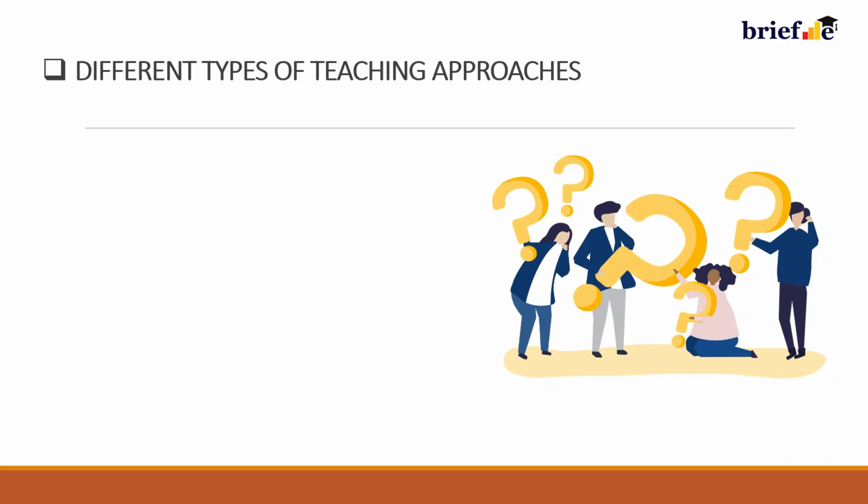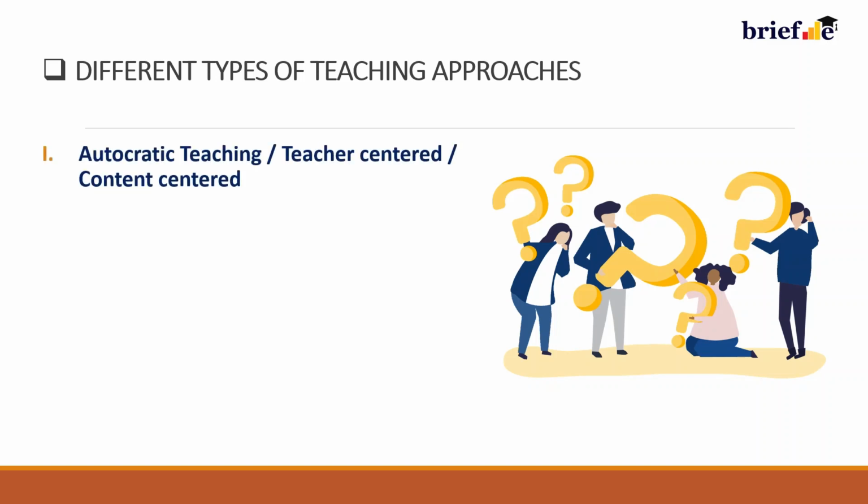Different types of teaching approaches. First one is autocratic teaching, or teacher centered or content centered teaching, where the teacher is an active person and the student is an inactive person. Students have to follow all the instructions of the teacher, nothing else they have to do. He doesn't have any particular interpersonal skills to be used in the classroom. He just has to memorize what the teacher is teaching.